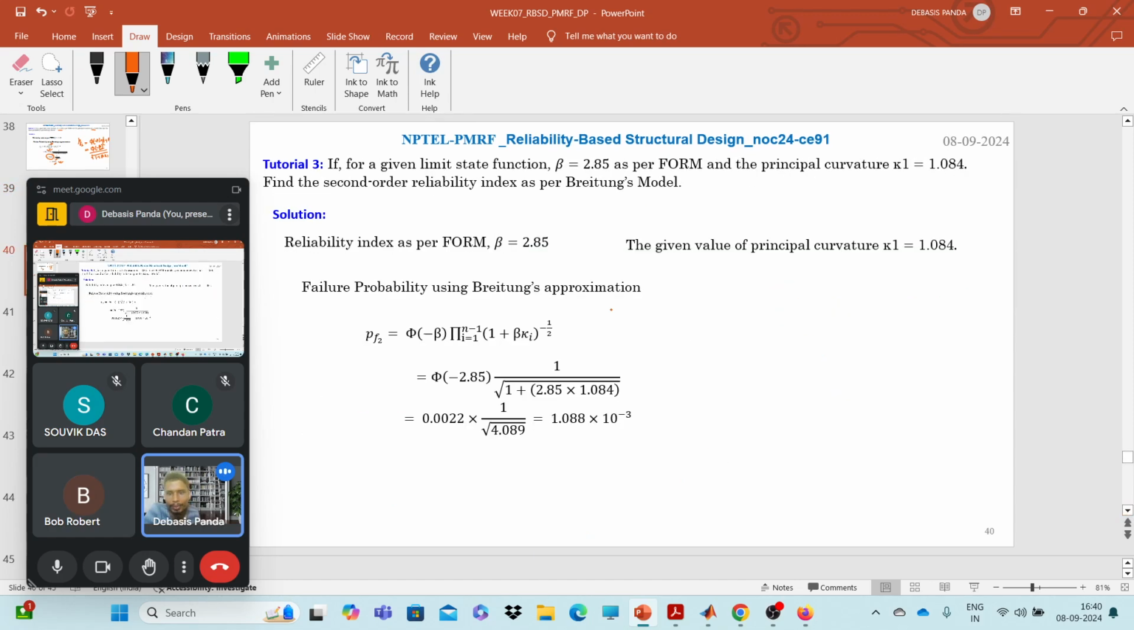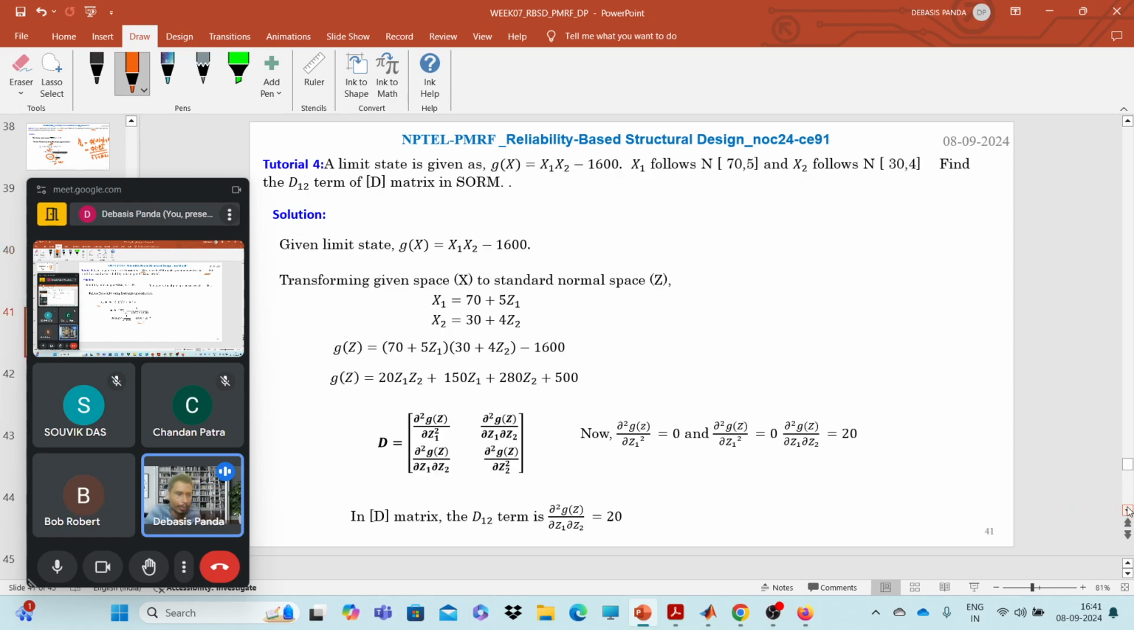Now let's move to the next question. Here, for a given limit state function, beta is given as 2.85. As per the FORM, the principal curvature is also given. Breitung model: you just need to put all these values in this equation. So PF2 is equal to phi of minus beta times 1 plus this kappa value, and if you solve this, you will get the value as 1.088 into 10 to the power minus 3. Are you getting the values like this? You can check it. You just need to solve.